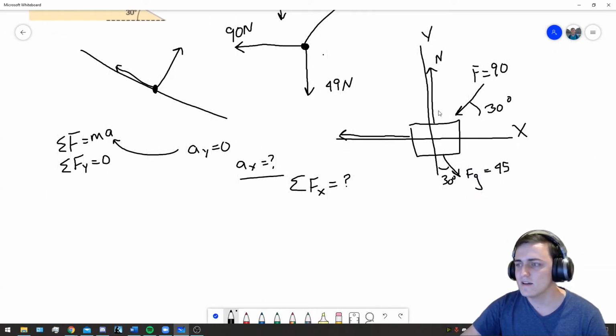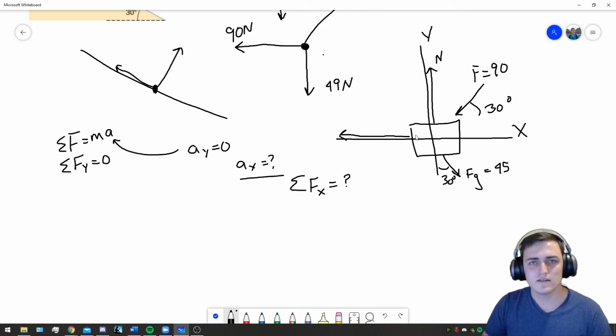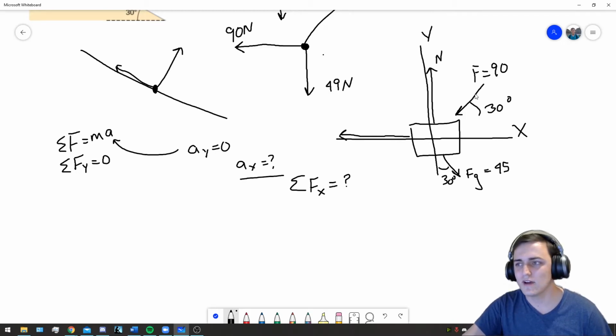Right? And we can find that because we have two forces generating an x component, right? The normal force is only in the y direction, and so it has no x component, but both the force of the push and the force of gravity have x components. Right, so our net force in the x direction is equal to, well, what's this component from the force? Well, we know it's 90, and it's multiplied by either sine or cosine, depending on whether we are looking at our x or our y component.